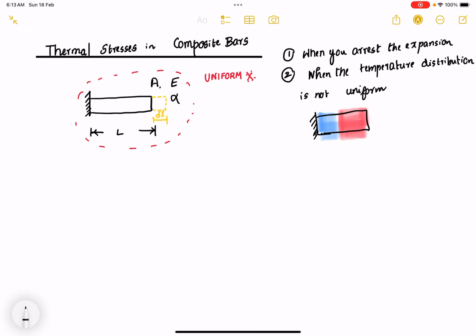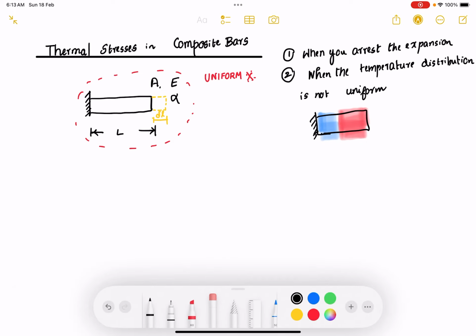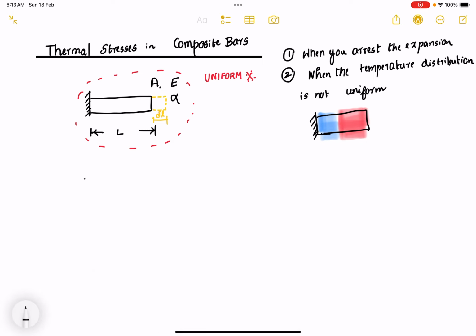All right then. Now let us look into the topic of composite bars. We will consider two bars. The first one is steel. The second one can be copper. And these two bars' expansion will be considered individually. So first we will consider the individual expansion of steel. So just imagine a steel bar, okay?